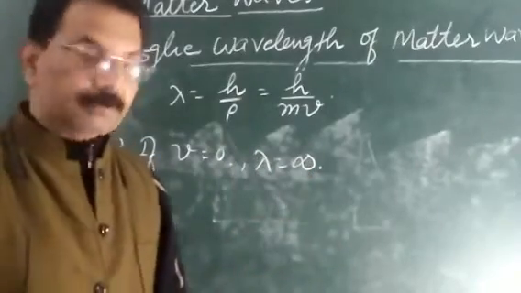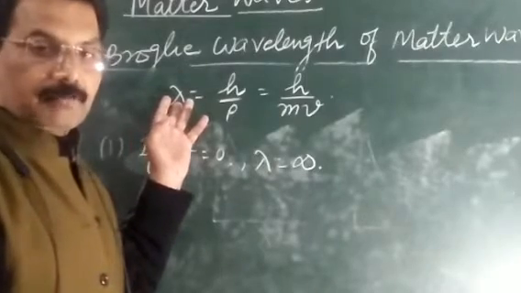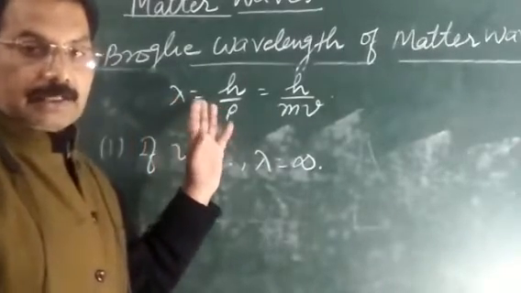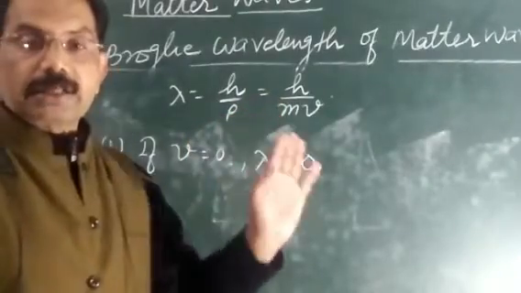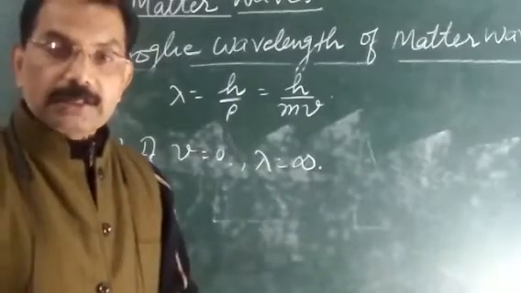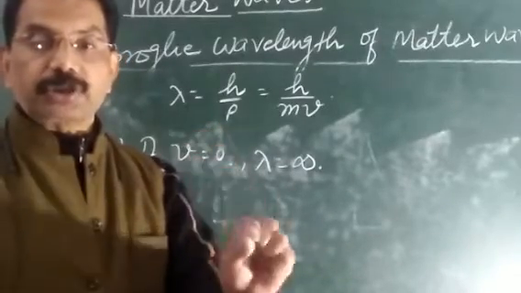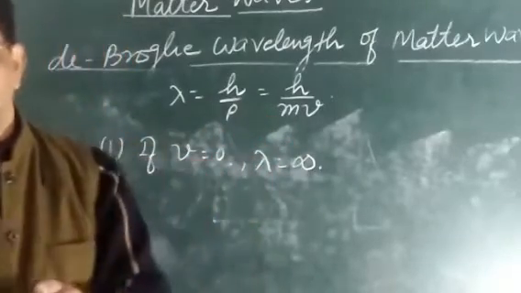And second, for de Broglie waves or matter waves, there is no condition that the moving particle be charged or not. It is independent of the charge, while the light wave is associated with the motion of a charged particle only.